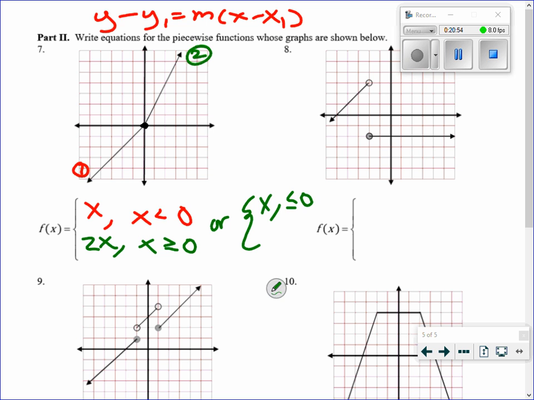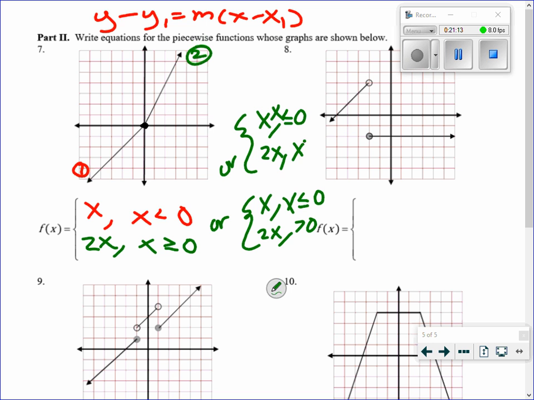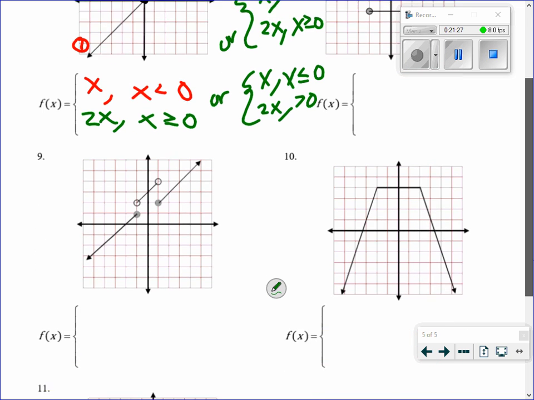You could have had x is less than or equal to 0, 2x is greater than 0, or you could have even had x is less than or equal to 0, 2x is greater than or equal to 0. Remember, it's okay if they're both or equal to 0 because their outputs are the same. Those outputs there are both 0. Does everyone understand that? Alright, so let's look at 9 together and then you guys can try the rest of those on your own.